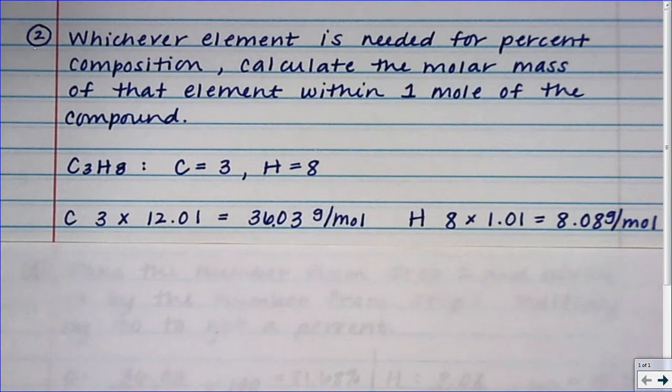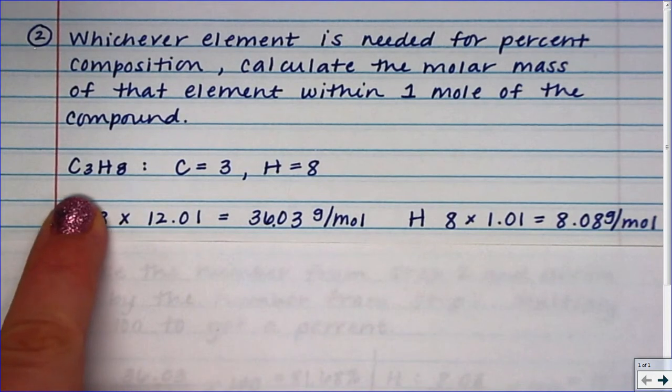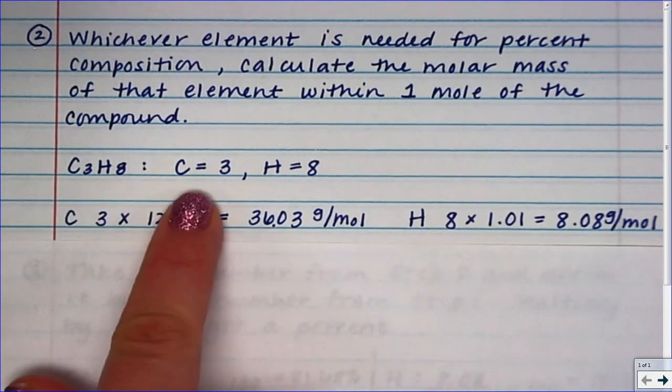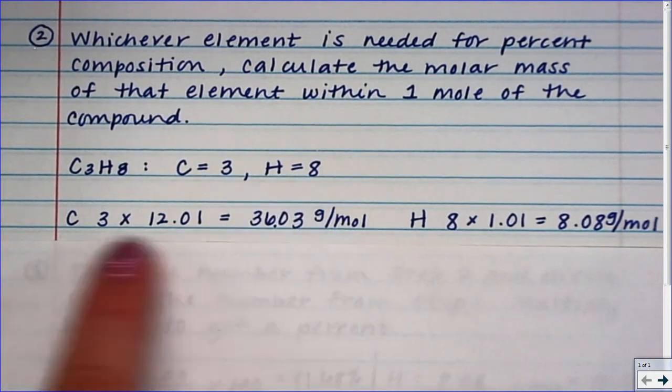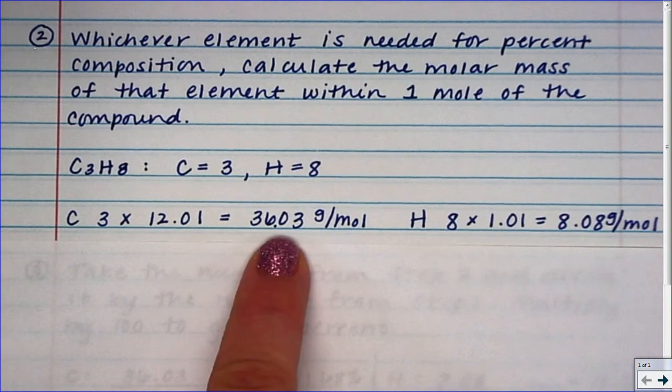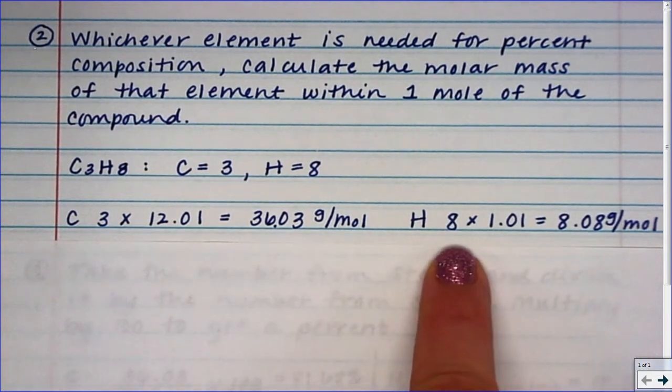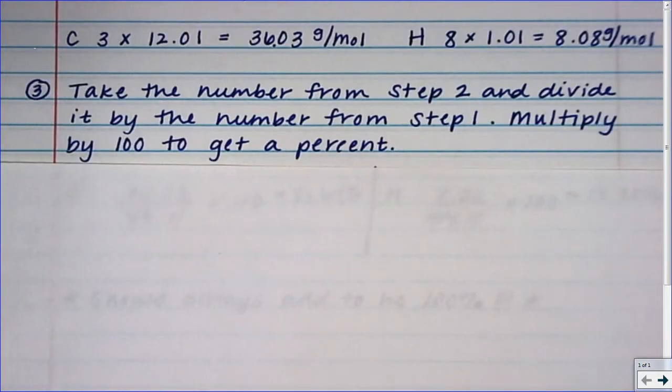You can see here for our propane molecule C3H8, you have 3 carbons and 8 hydrogens. And just to keep both of them going at the same time, I did the molar mass of 3 carbons and the molar mass of 8 hydrogens, which we will need in our next step. For this last step, we need to take the number from step 2, and you can see those numbers at the top, and divide it by the number from step 1, which is our molar mass of propane, or whatever compound you'll be looking at. We'll also need to multiply that by 100 to get a percentage and not a decimal.